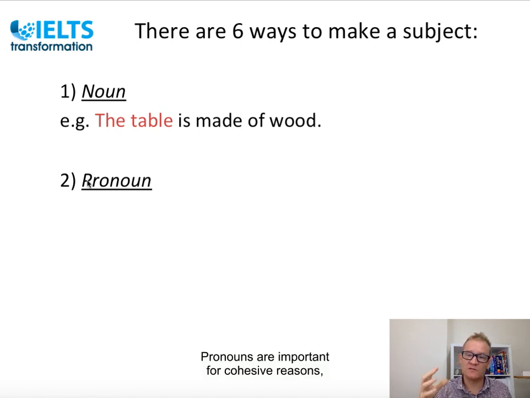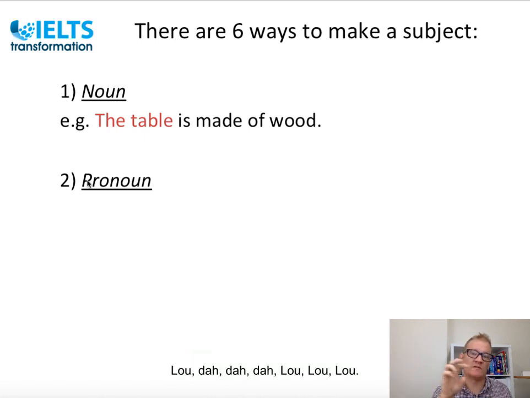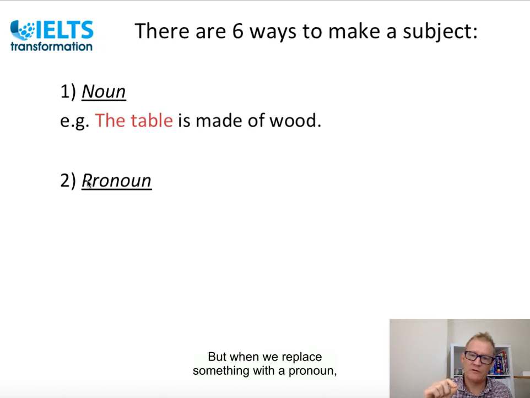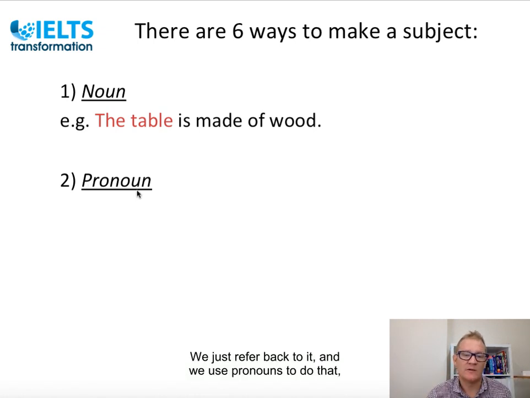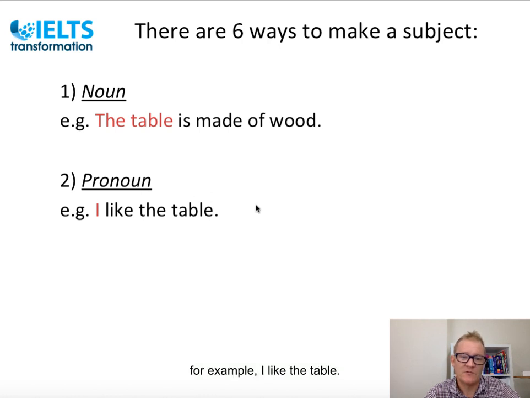Pronouns are important for cohesive reasons, so to help your ideas connect. A lot of people repeat that word too much. Lou, Lou, Lou, Lou. But when we replace something with a pronoun, then you're going to get a higher score in cohesion, because it's too repetitive to keep repeating the same things. So we often have a word or an idea and we don't need to keep repeating it. We just refer back to it, and we use pronouns to do that. For example, I like the table.